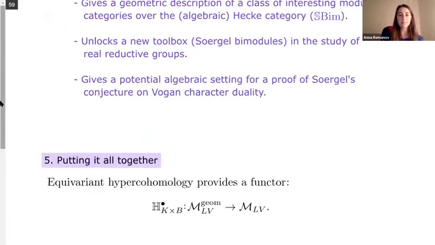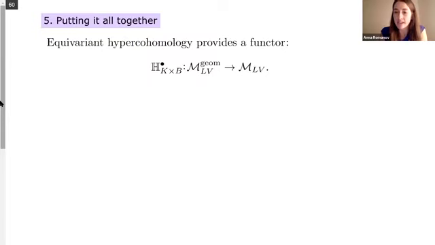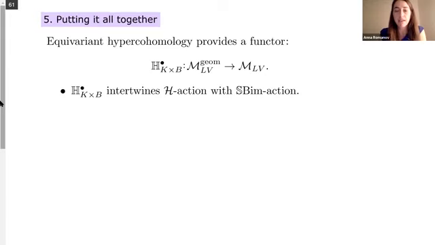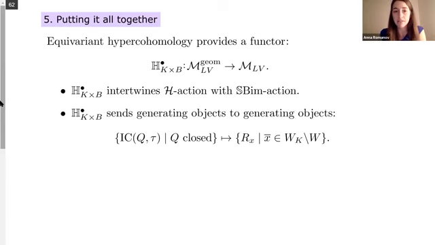Now, putting this all together, there's a way that we can go from this geometric version of the Lustig-Vogan category to the algebraic version, and this is equivariant hypercohomology. So we have a functor in one direction, and this functor intertwines the geometric Hecke algebra action, or Hecke category action, with the Soergel bimodule action, and it sends generating objects to generating objects.